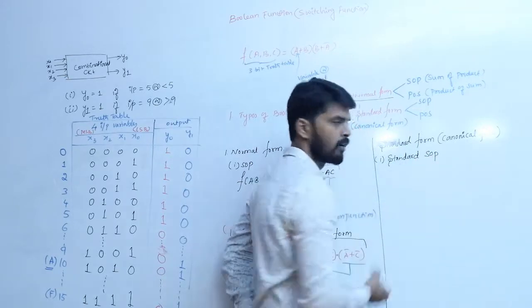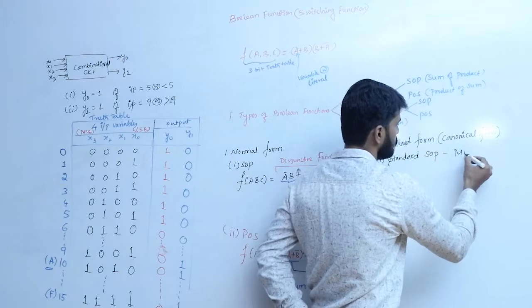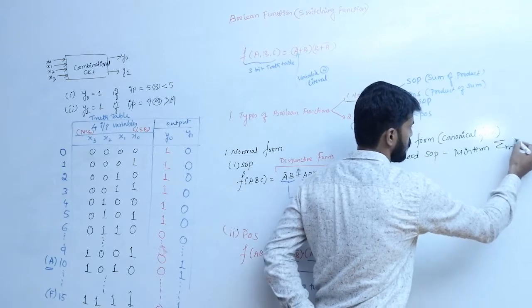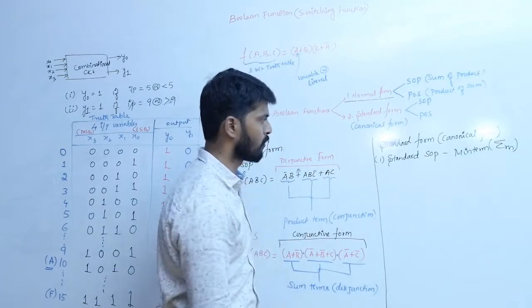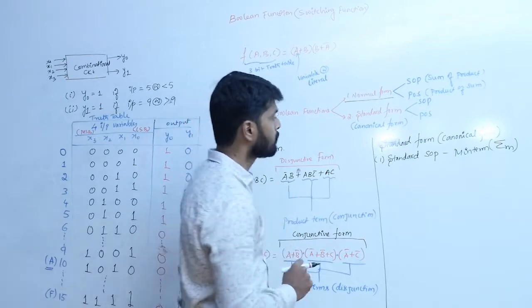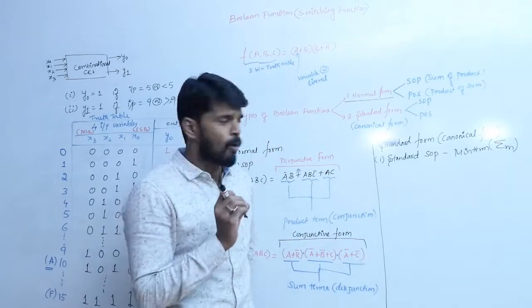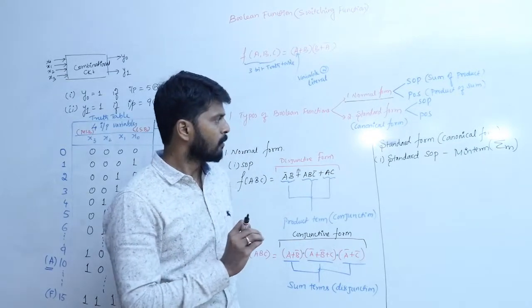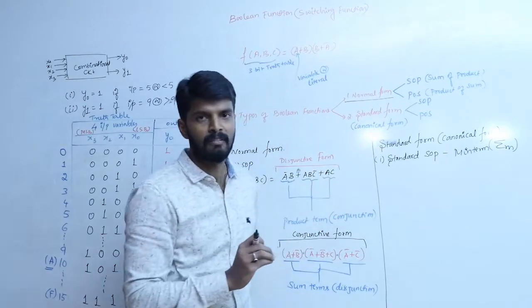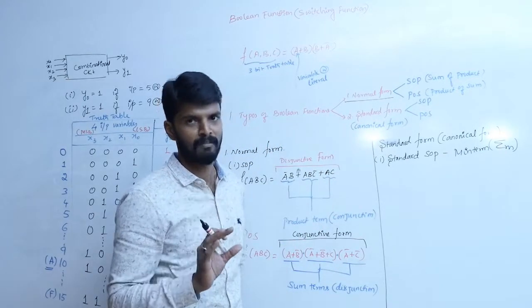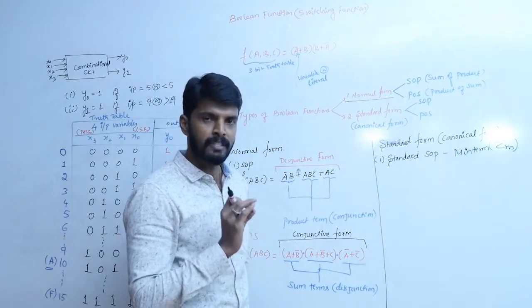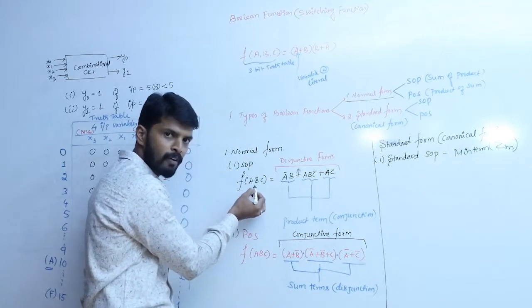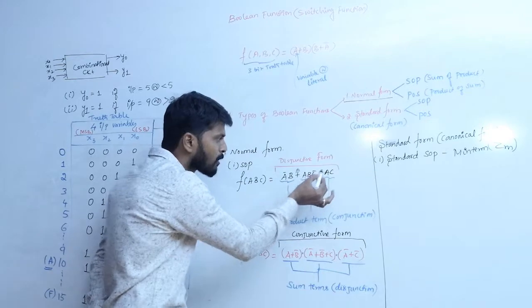In this case, first we will discuss standard SOP. This is also called minterm, and we always represent it with the symbol summation of m. This is the symbol we use to represent the SOP. Before we represent any SOP equation, we should first know what is standard form or canonical form. In standard form, each and every variable of the function must be there in each and every term of the Boolean equation.